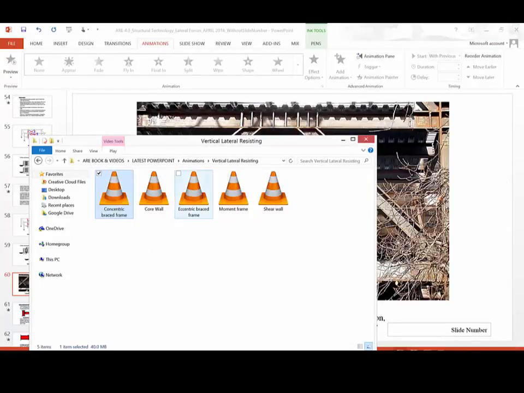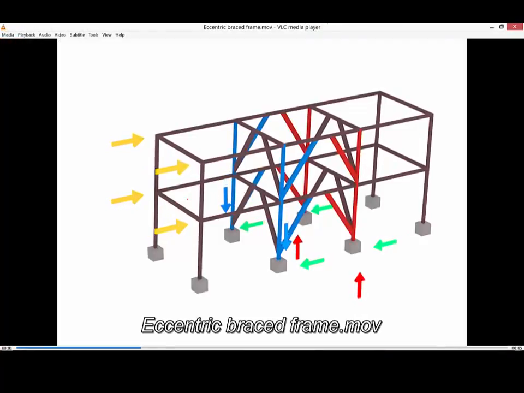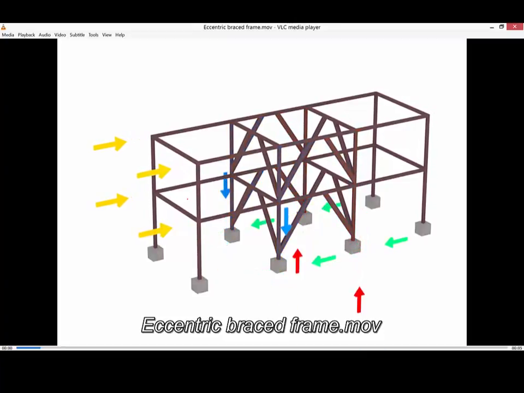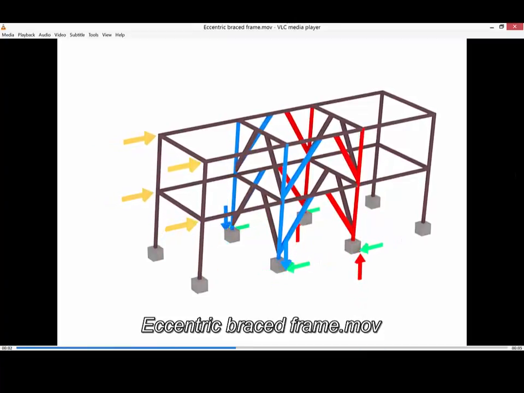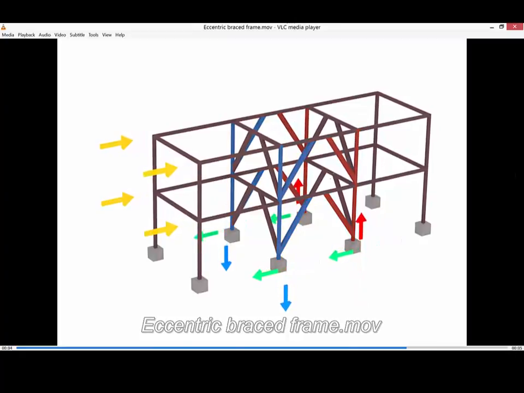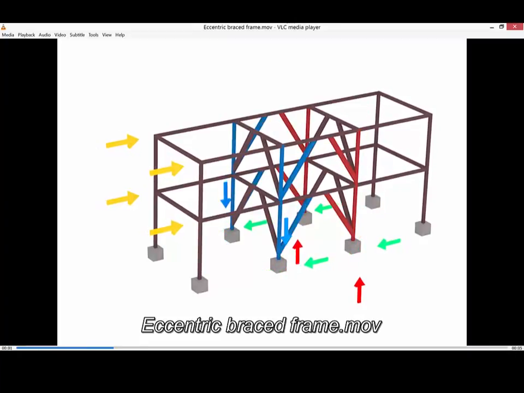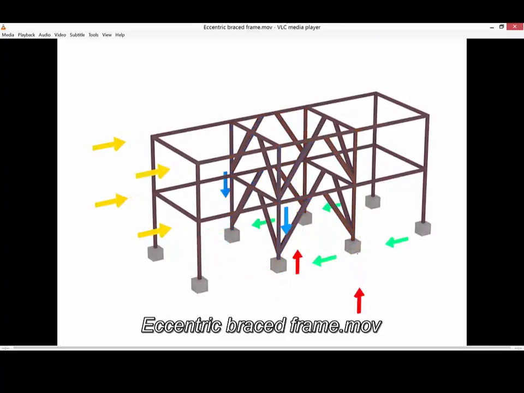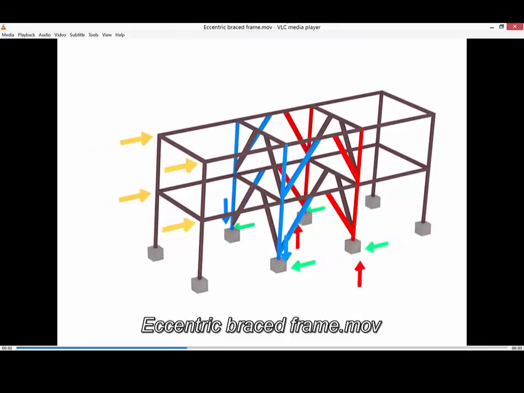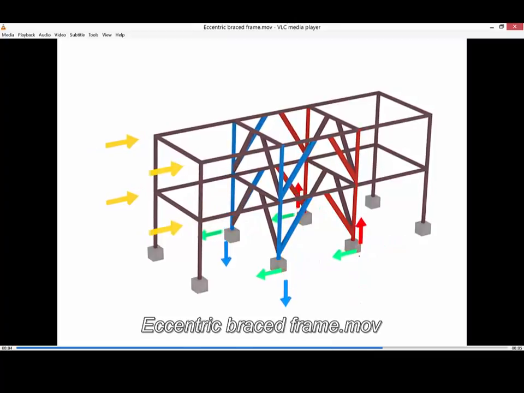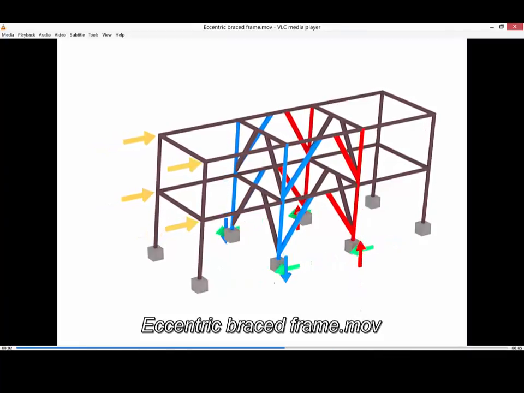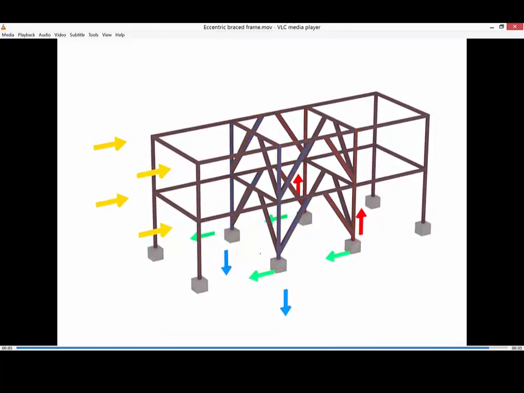Now let's look at eccentric brace frames. And as you see, with the eccentric brace frame, we have a similar behavior. Again, the columns on the right are in compression along with the braces connected to them, and the column on the left is in tension along with the braces connected to it. And since the column on the right is in compression, the reaction for the column is going up, and the other side is going down. The column is going to be under an uplift basically.